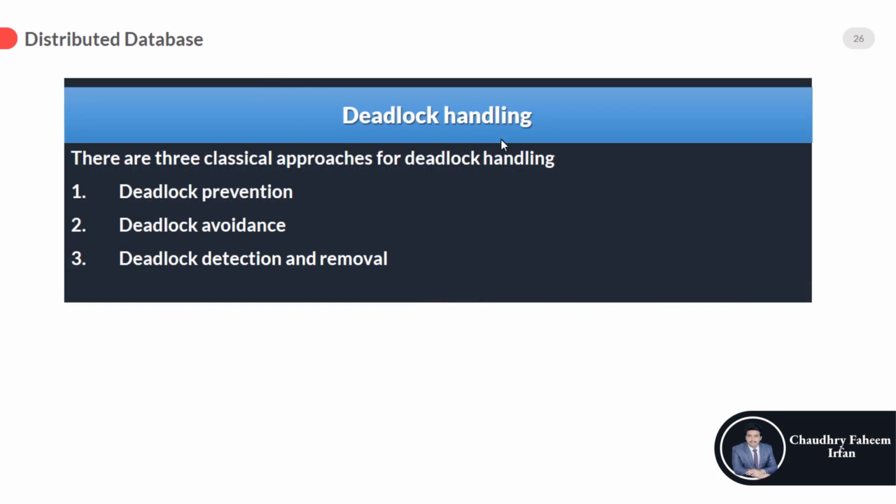So, deadlock handling. There are three classical approaches for deadlock handling. The first one, deadlock prevention. Second one, deadlock avoidance. Deadlock detection and removal is the third one. These approaches are very useful in distributed databases and centralized databases. We will explore all the approaches one by one.